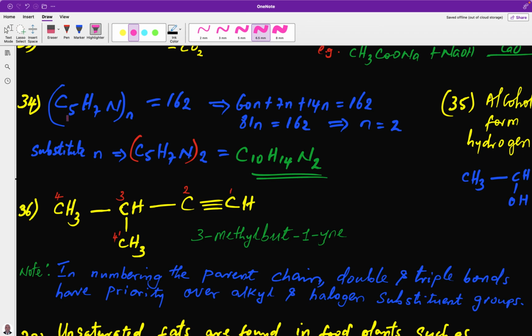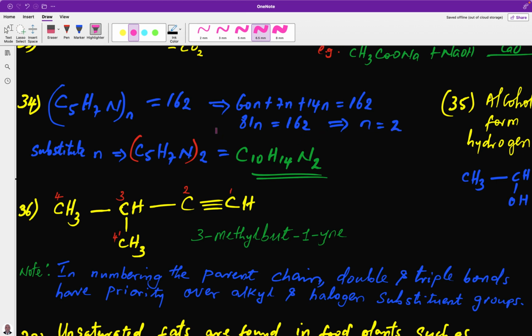So see, there are 5 atoms of carbon. Carbon has a relative atomic mass of 12. So 12 times 5, we have 60N. Hydrogen has only 1. 1 times 7, we have 7N. Nitrogen has 14, and there's only 1 atom of nitrogen. So 14 times N will have 14N. The sum of all the N's will be equal to 162. The total will be 81N equals 162, making N the subject we will have N equals 2.